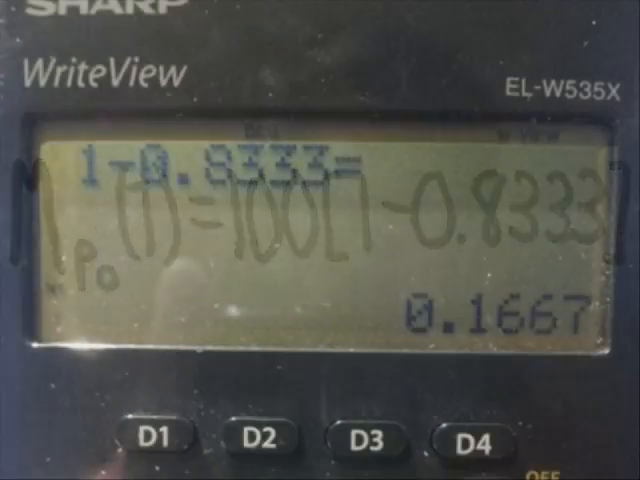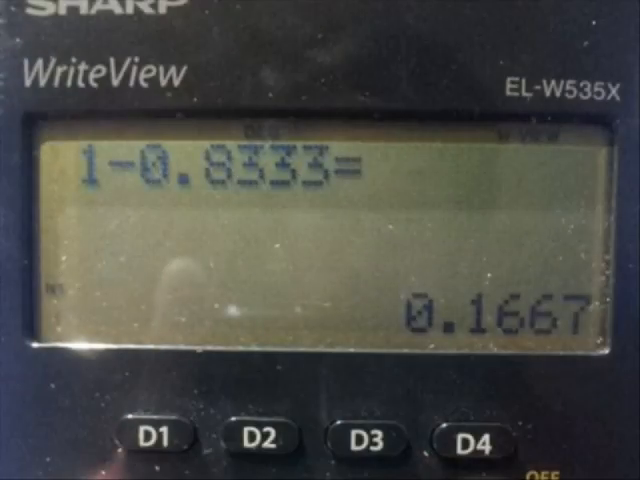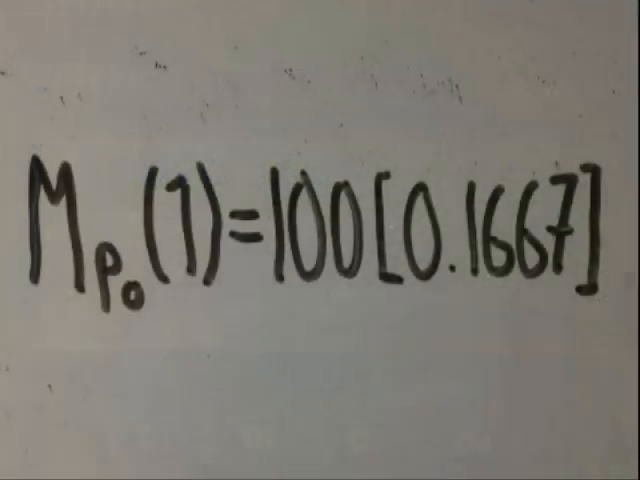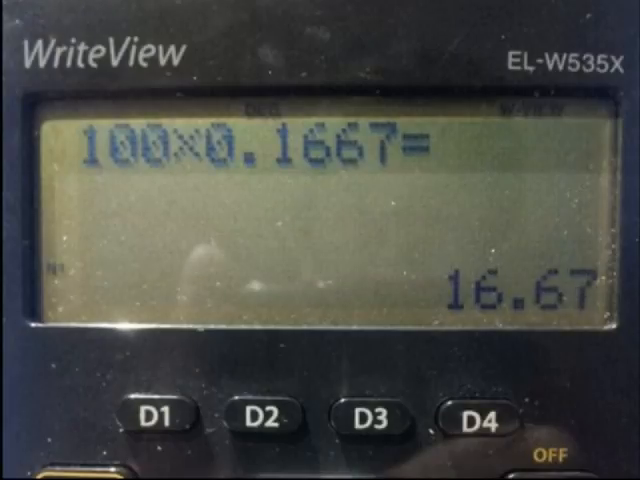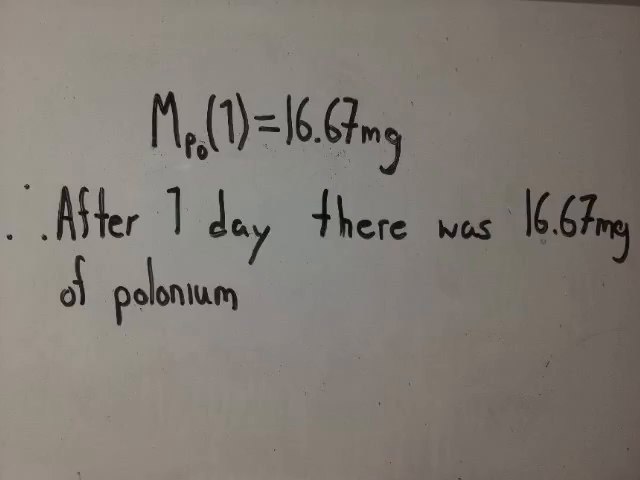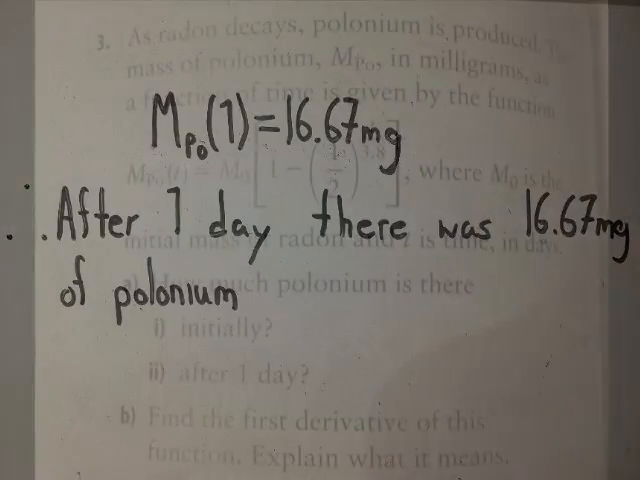We solve the brackets first and plug in 1 minus 0.8333 into our calculator and get an approximate answer of 0.1667. Our equation is now equal to 100 times 0.1667, and for our final step, you plug those numbers in and receive a rounded answer of 16.67. Therefore, we can assume that after 1 day, there was about 16.67 milligrams of polonium produced.